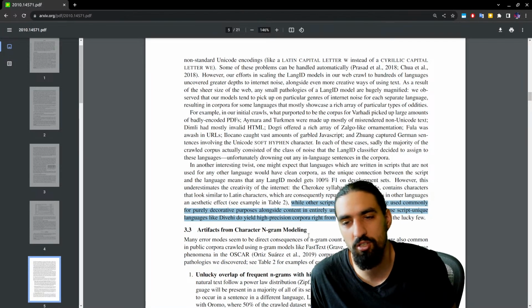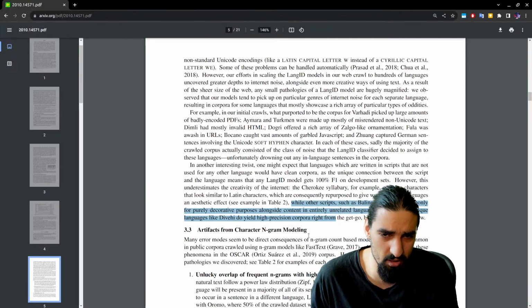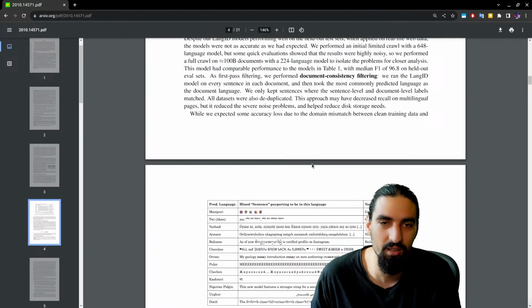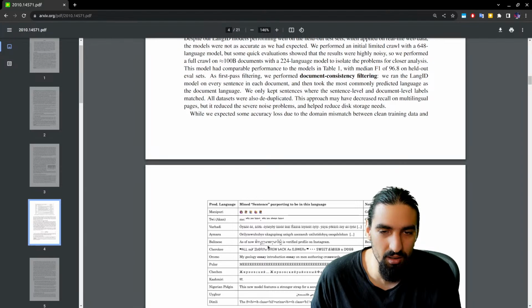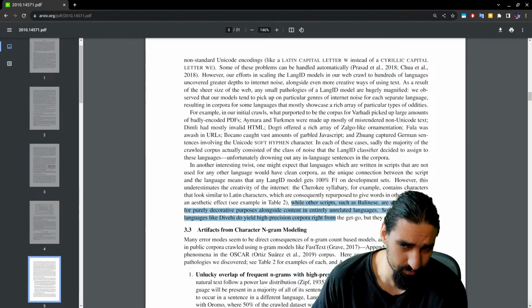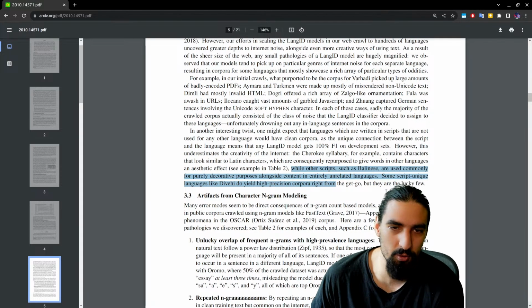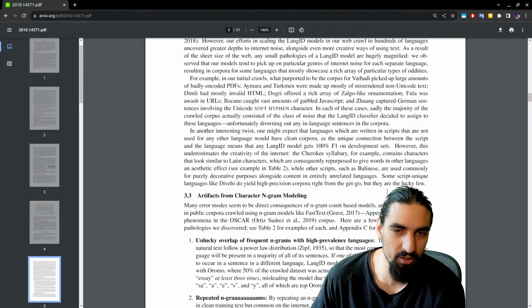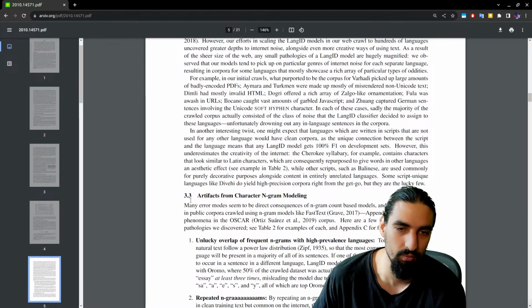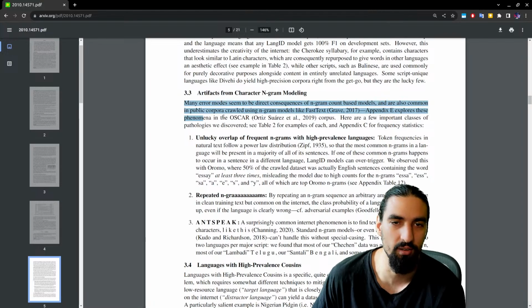While other scripts such as Balinese are used commonly for purely decorative purposes alongside content in entirely unrelated languages. Balinese. Some script-unique languages like Divehi do yield high precision corpora right from the get-go, but they are the lucky few. Okay. Artifacts from character n-gram modeling.